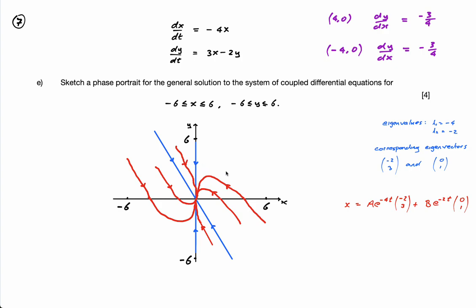So that's definitely enough. You get one mark for drawing the two eigenvectors. Make sure you have the arrows. You get another mark for having a negative gradient at -4, 0 and 4, 0. You get another mark for having at least three trajectories. I've actually put in 6 here, and I think the final mark is that they go in towards 0. So you have to put the arrows on each of the trajectories.